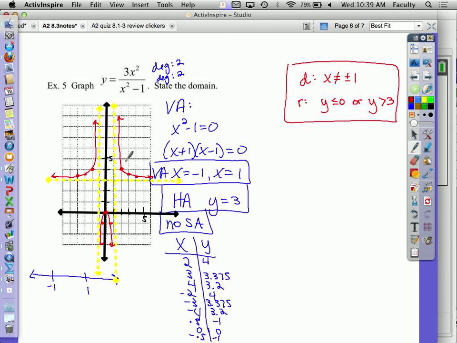All right, let's talk intercepts. The x and the y intercept are the same. It's at 0, 0. And it's not going to cross or come back anywhere else. So let's double check. I've got my asymptotes, domain and range, and my intercepts. Okay? All right. Let's try the last one.